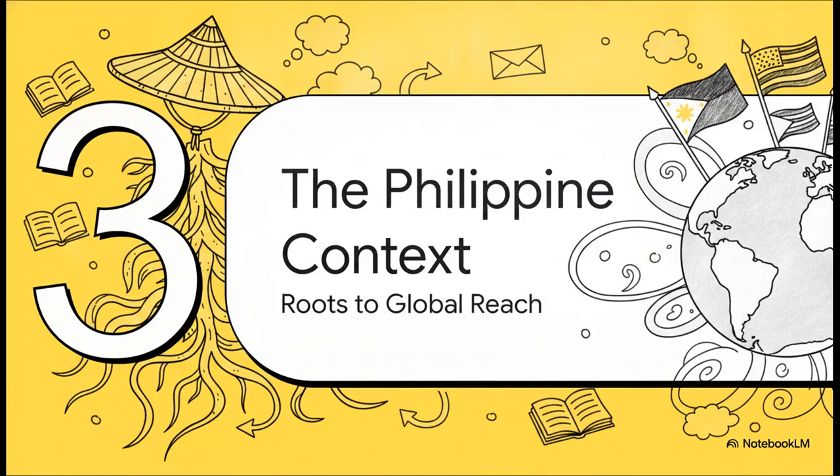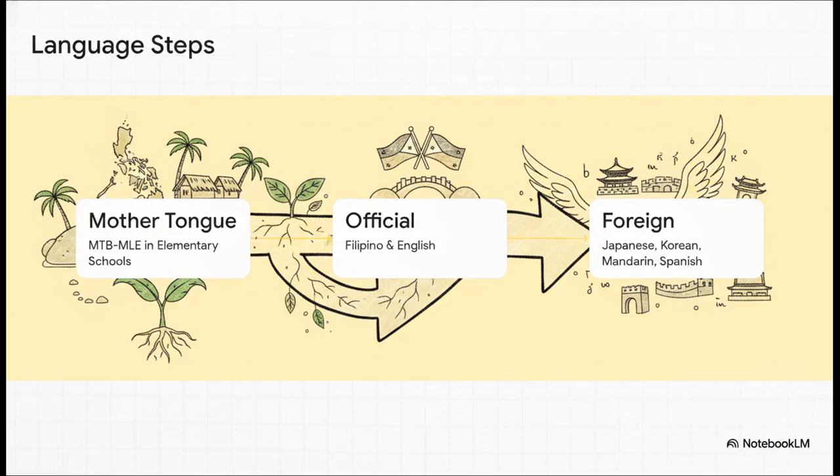Moving on to section 3, the Philippine context, from roots to global reach. To put all this into perspective, the Philippines provides this really fascinating blueprint, championed by institutions like DepEd. It structures learning in this brilliant step-by-step evolution. Step 1 is MTB-MLE. That's mother tongue-based multilingual education in elementary schools. So kids learn from their local context first, using the language they already know and love.